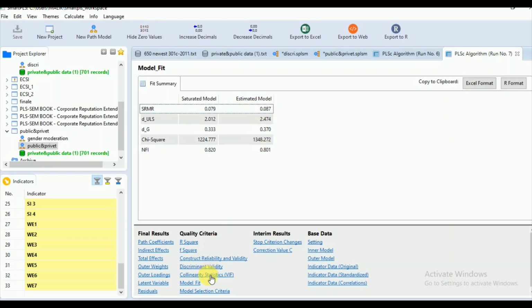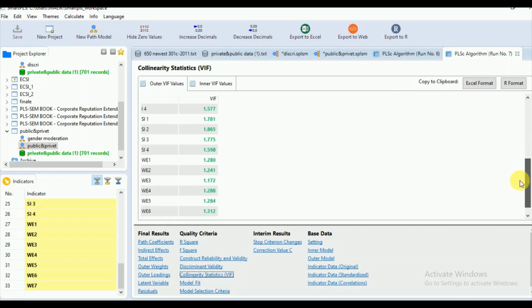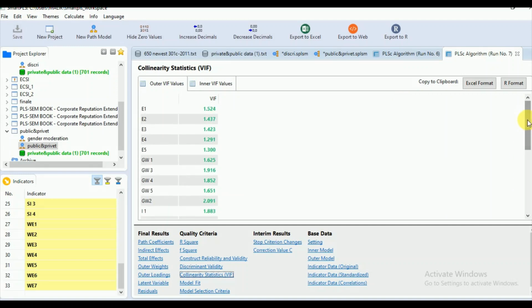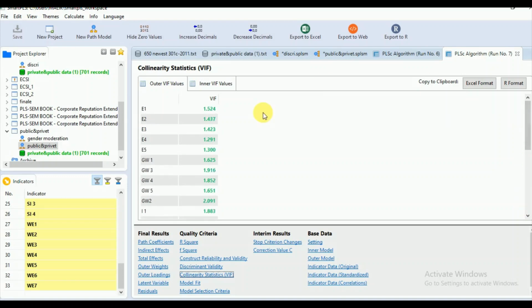Let's see the collinearity statistics. VIF stands for variance inflation factor. It shows how distinct each predictor construct or predictor variable is from the other variables, and there should not be collinearity among those predictor constructs. Here we have all the values below 3, so we have no collinearity issues.